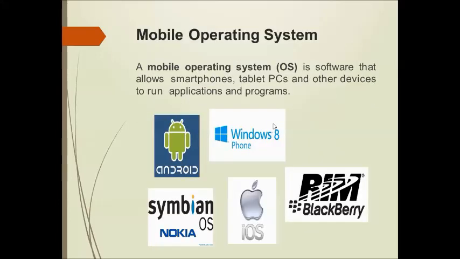And the last one under the operating system category is the mobile operating system. So this is the most common. Very common sa inyo. So a mobile operating system is software that allows smartphones, tablet PCs, and other devices to run applications and programs. So Android phone, this one, Android phone. This is used by the Android operating system. Examples of Android phones are Samsung, Asus, Cherry Mobile, Huawei, and so on.